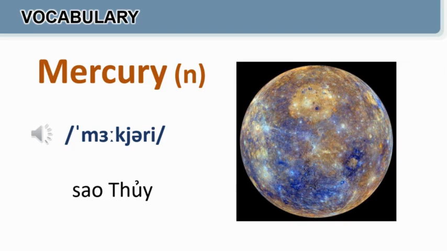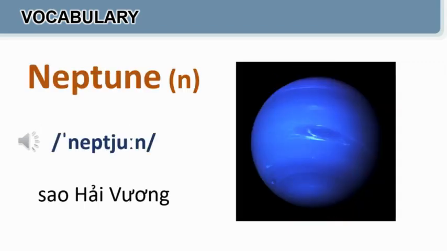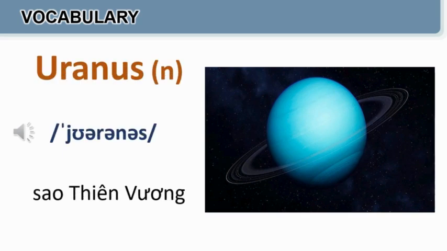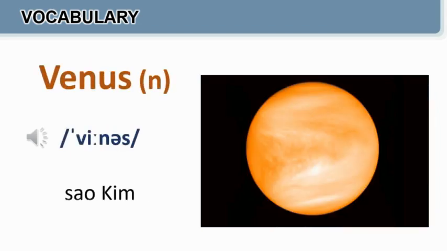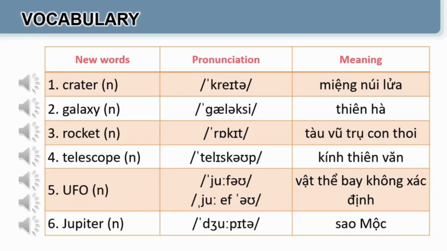Look at this picture. Blue planet, right? Do you know what planet it is? Yeah, it's Neptune. Neptune. And this one is Uranus. Uranus. The next we have Venus. Venus. All right, and here are all the words and phrases you need to focus on in this lesson. Let's take a look now.